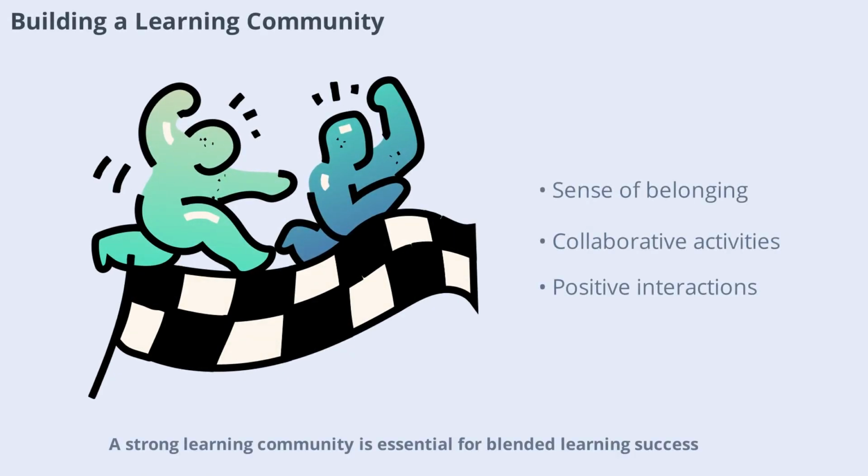Strong learning community is essential for blended learning success. Foster a sense of belonging by encouraging interaction and collaboration among students. Use online forums, group projects, and class discussions to build relationships. A supportive community helps students feel connected and motivated, even when learning remotely. Teachers play a key role in setting the tone and modeling positive interaction.